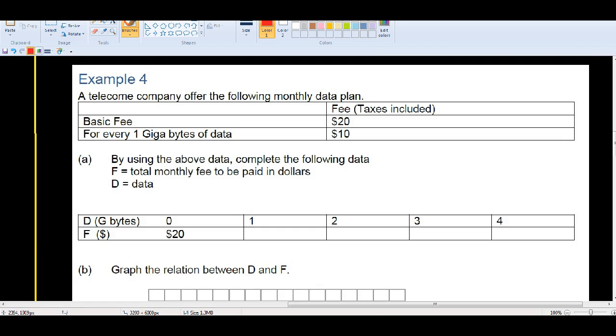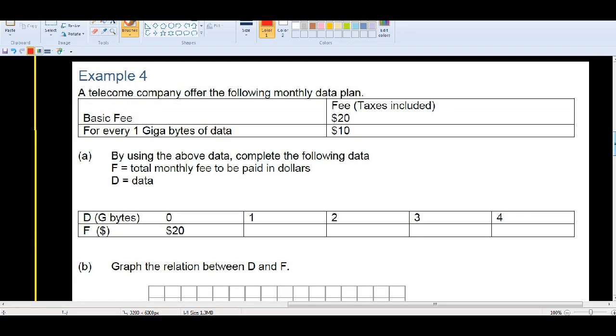For this part of money, even though you don't upload or download anything, they still charge you $20 as a basic service charge. And for every extra 1 gigabyte of data, they charge you $10. So let's see how these plans work out for you.